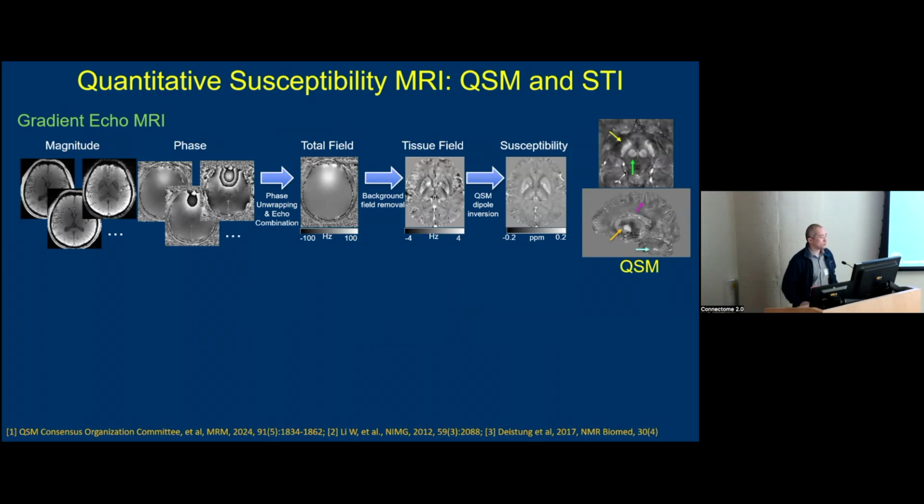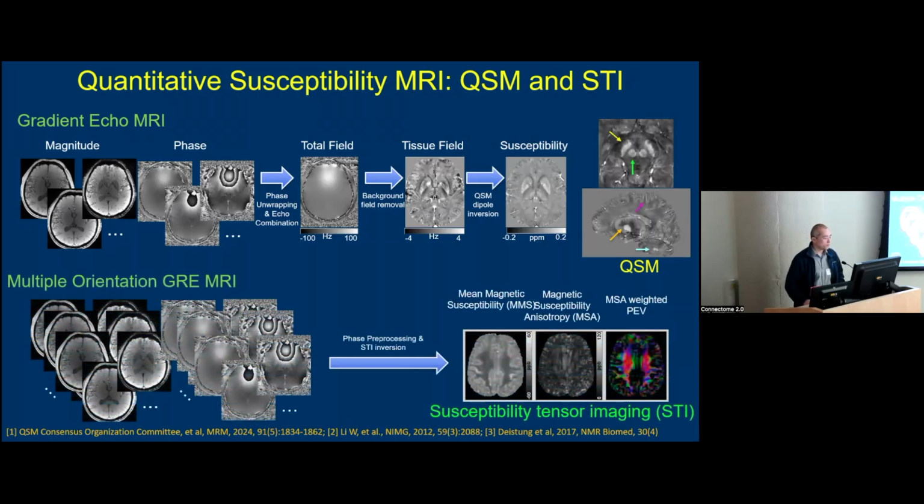So usually we use a gradient echo sequence with phase reconstructions, and we can calculate the so-called quantitative susceptibility mapping, which can give unique contrast in those iron-rich structures and also the cortical ribbons. And if we have multiple data sets like this, we can also extend the tissue susceptibility model into a higher order tensor model and do susceptibility tensor imaging.